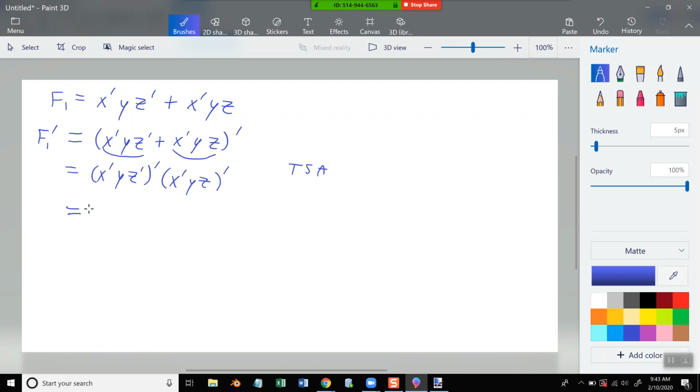Which means this first part becomes, now when I put a prime on each one of them, it goes ahead and flips it. So this becomes x, this becomes y prime, and this becomes z. Now this one, this x prime becomes x, this y becomes y prime, and this z becomes z prime.